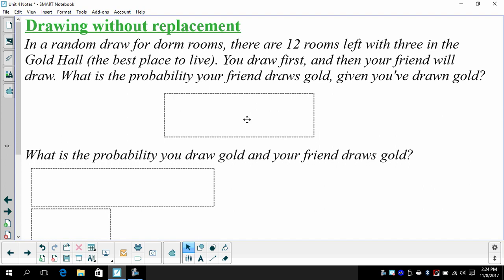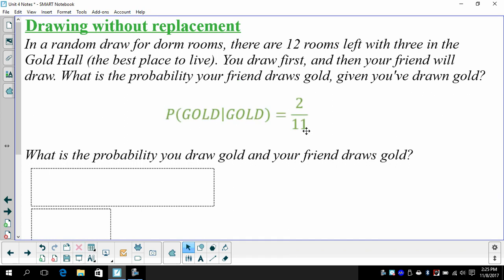But if the next person draws and the first person had already drawn a gold hall room, then the probability of getting a gold hall room has diminished. So if you draw a gold room on the first try, there's only 2 left, and there's only 11 rooms left total. So the probability of your friend getting a gold room on the second draw is 2 out of 11. We've already picked 1 gold room, and we've already picked 1 room in general. So this is a conditional probability. It's the probability you draw a gold room given that somebody else already has.